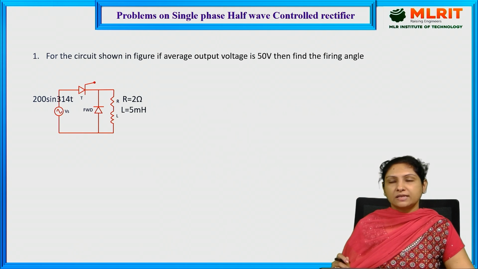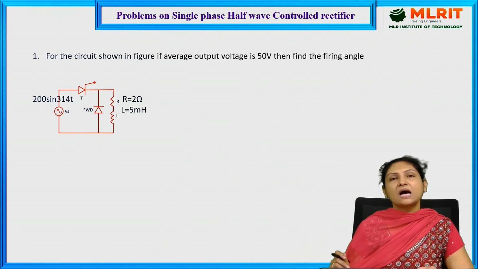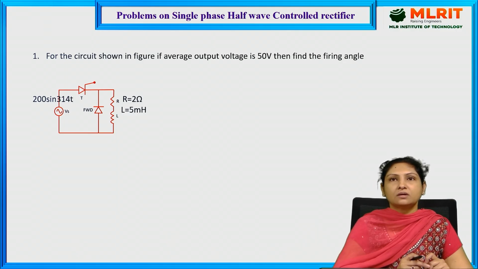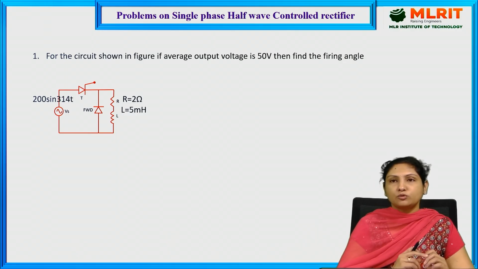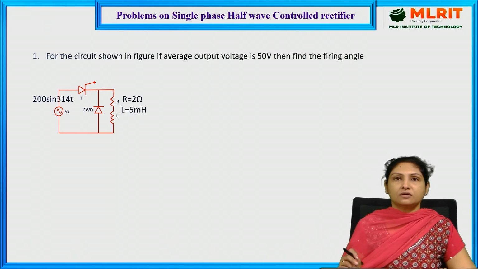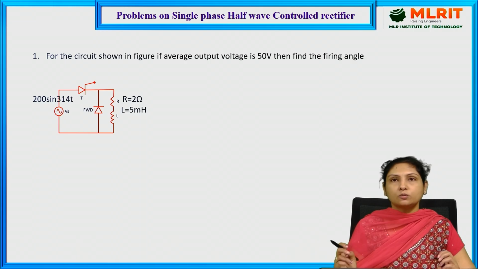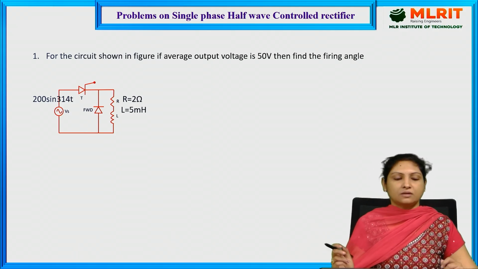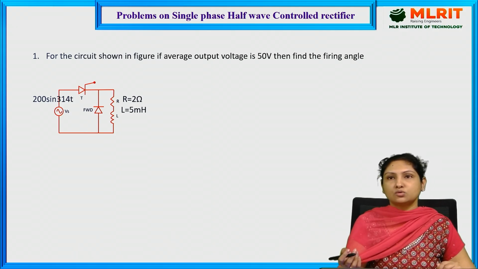And in today's lecture, I'll be discussing problems on single-phase half-wave controlled rectifier. Here we have a problem for the circuit shown in figure. If average output voltage is 50 volts, then find the firing angle. Firstly, for any problem given, we need to write down the given data so that it will be easy for us to solve the problem.